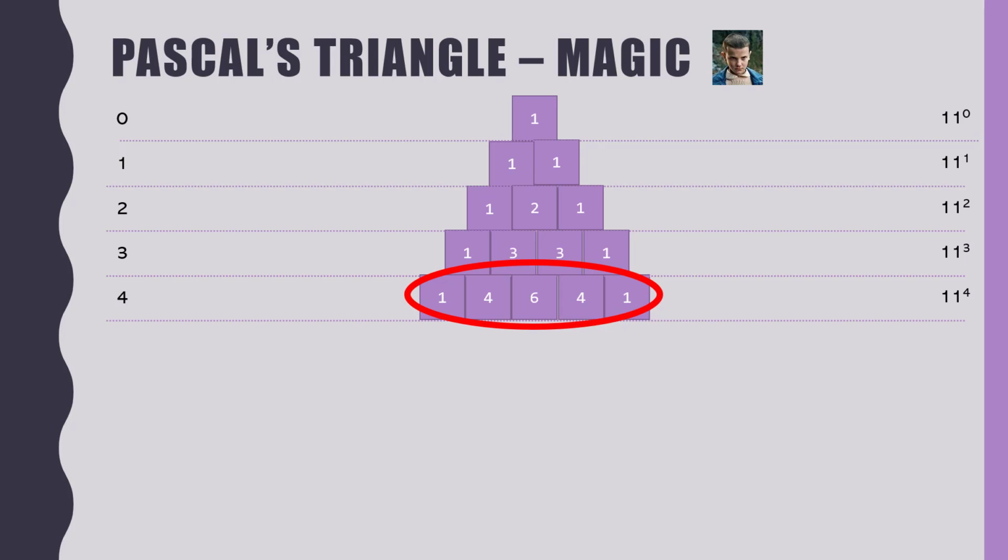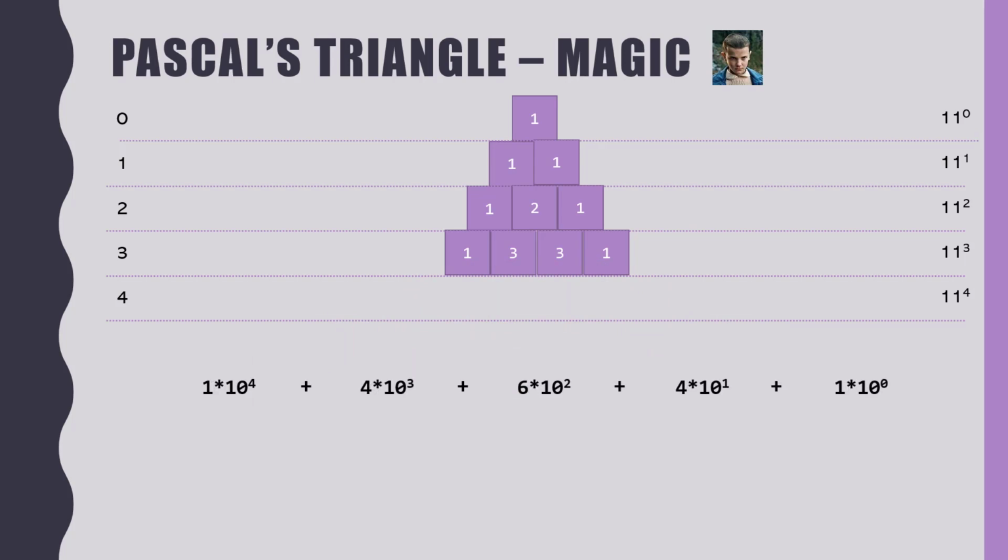That continues infinitely. Now, when you get to numbers on the triangle that have double digits in each square, it's a little trickier to see it, but it's still there. So let's look at what's going on there. Okay? Would you agree that 14641 is the same thing as that?